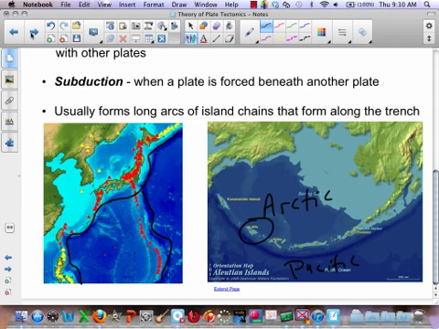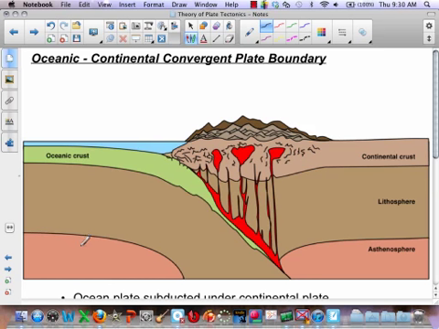That's ocean. When we have ocean and continent, it's almost the same exact diagram. But what's different now? We no longer have islands. What do we have? What will it look like to you guys? Mountains. So now instead of volcanic island chains, we have volcanic mountain chains.